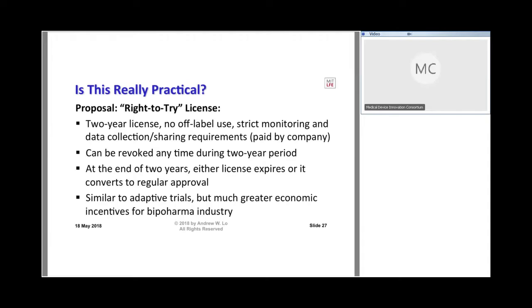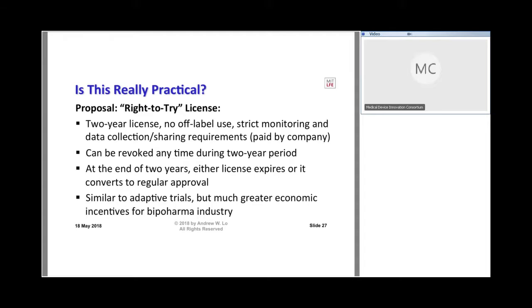So if you're putting out a device under this right to try license, you are obligated to collect data continuously on all of the individuals that are paying for this therapy and providing that data not only to the FDA, but to others as well. This license can be revoked at any time with any kind of adverse effect.